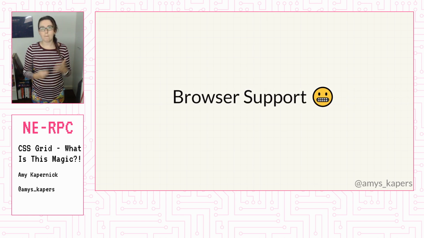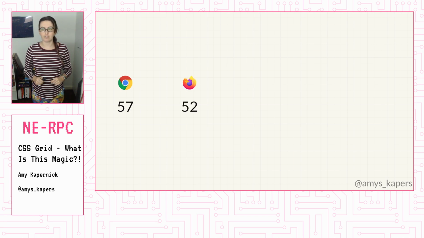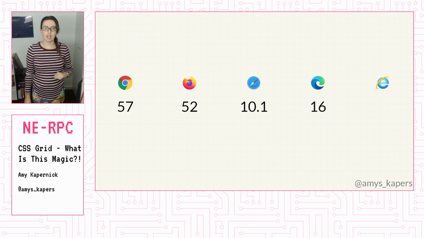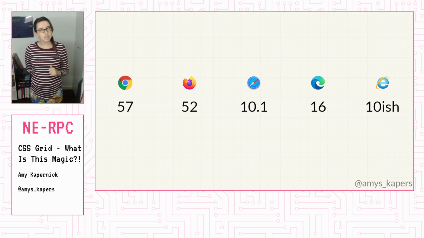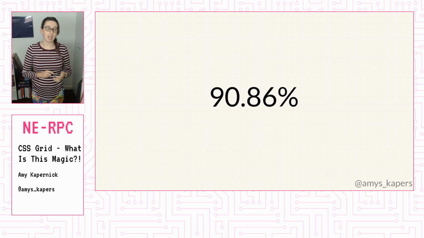Yeah. So browser support is better than what you might think. It's been around for a few years, and the browsers actually did an amazing job with testing before they launched. So Chrome has had it since version 57, Firefox since 52, Safari since 10.1, Edge since 16, and believe it or not, IE kind of supports CSS Grid, which I'll touch more on later. All in all, this equates to about 90.86% of browser support in Europe.